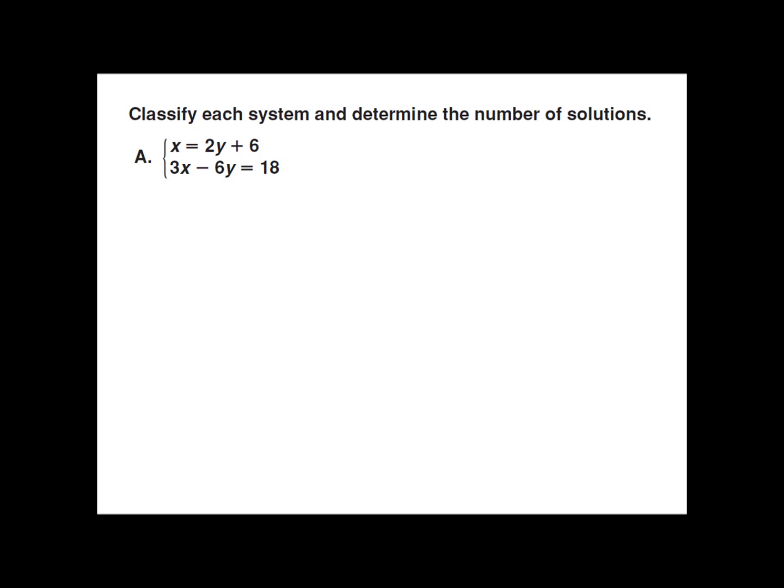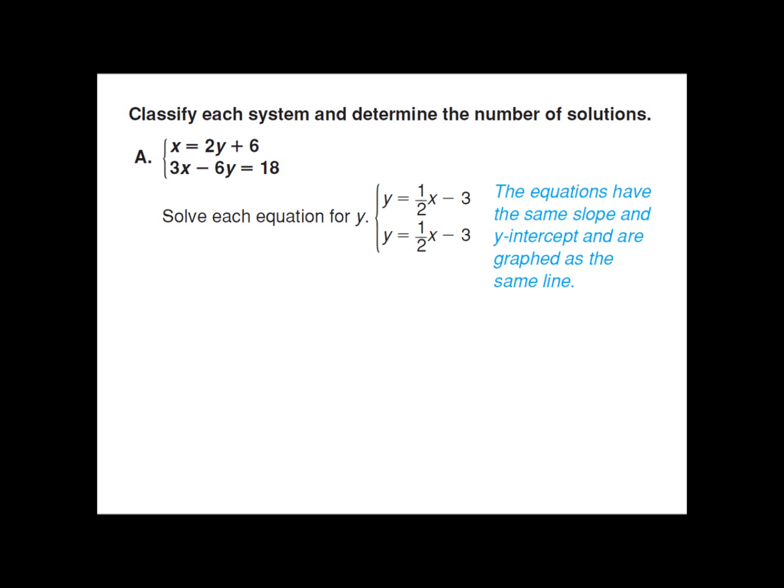So, they're going to ask you to classify systems and determine the number of solutions. So really the way to do this is to try to identify the slope. If I solve each equation for y, get it into slope-intercept form, these two equations have the same slope and the same y-intercept. So these two equations, even though they didn't look like it originally, create the same line.